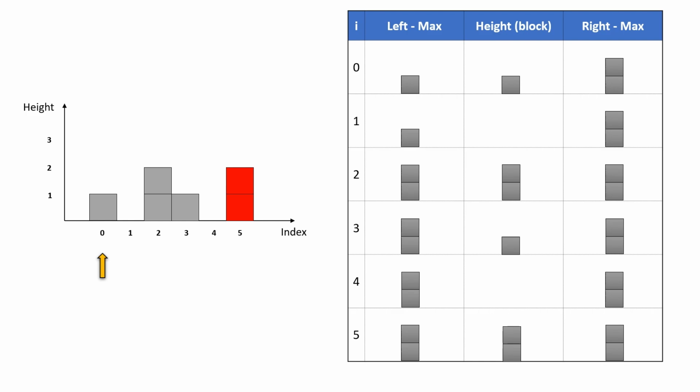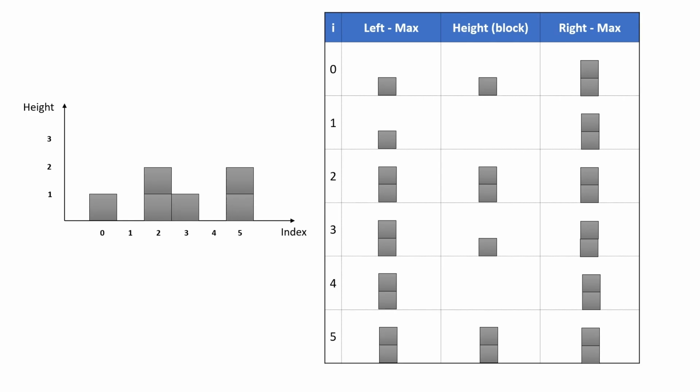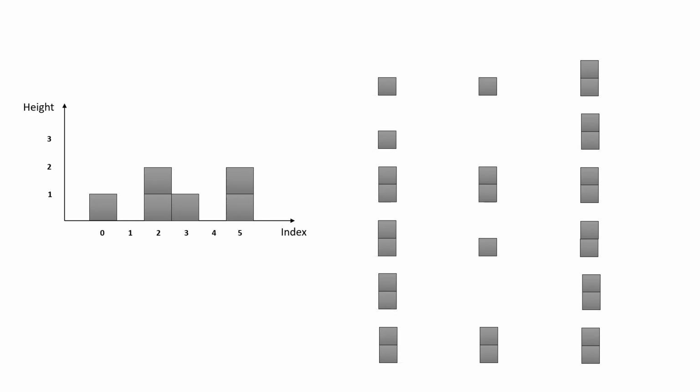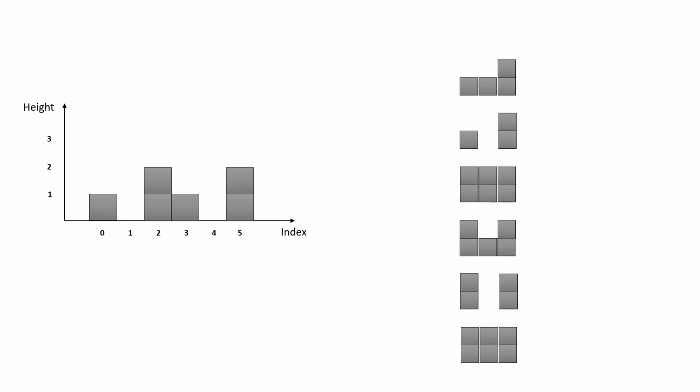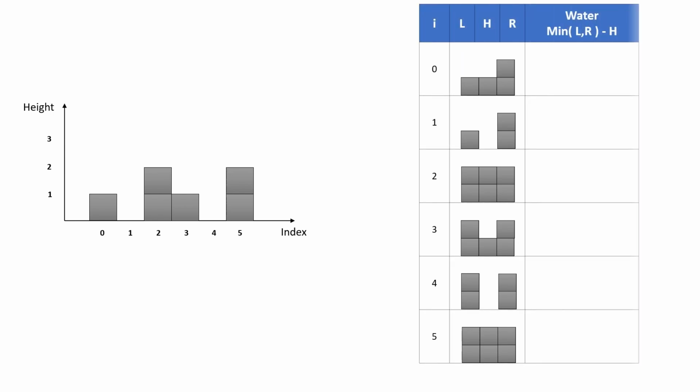Now let me show you a cool thing. If we were to join our left maximum boundary and the right maximum boundary with the height of the block at each individual index, we will form specialized containers for every individual index. These containers depict how much total water it is possible to trap at that particular index. The left part of it depicts the left maximum boundary. The middle part shows the height of the block present at that particular index, and the rightmost part shows the right maximum boundary for that particular index.